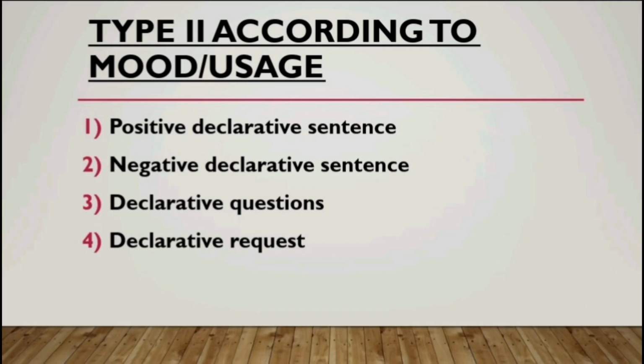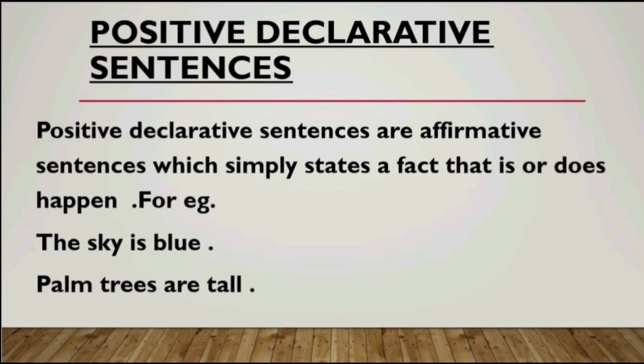So type second of declarative sentences is according to the mood or usage. According to the same, they are divided into four parts. The first one is positive declarative sentence. Second is negative declarative sentence. Third is declarative question, and the fourth one is declarative request. The first type of a declarative sentence according to type 2 is positive declarative sentence.